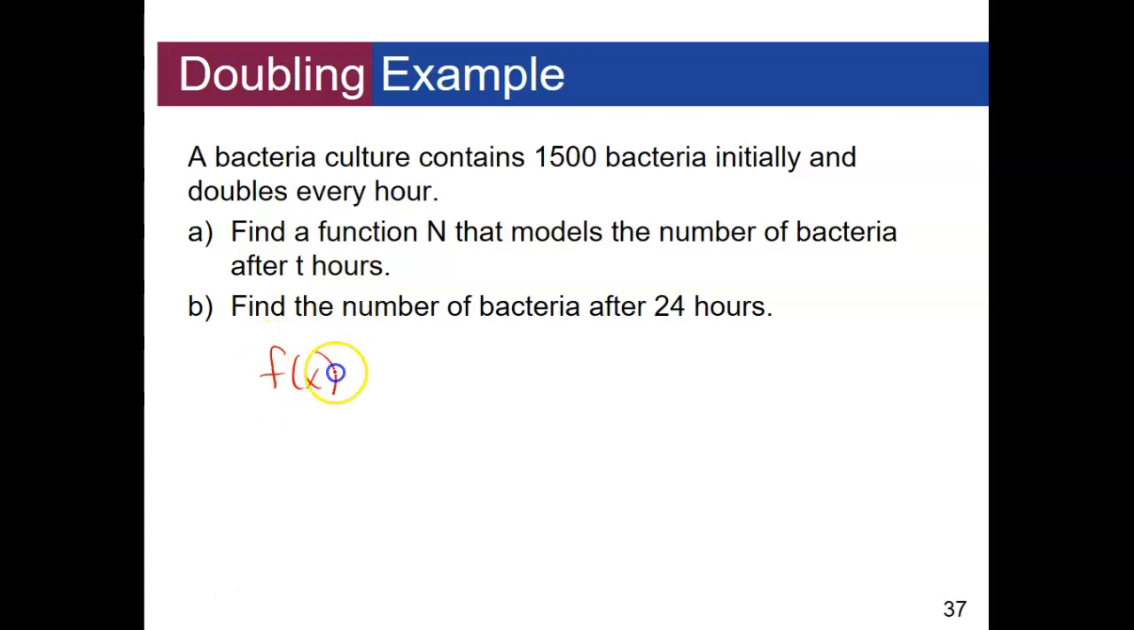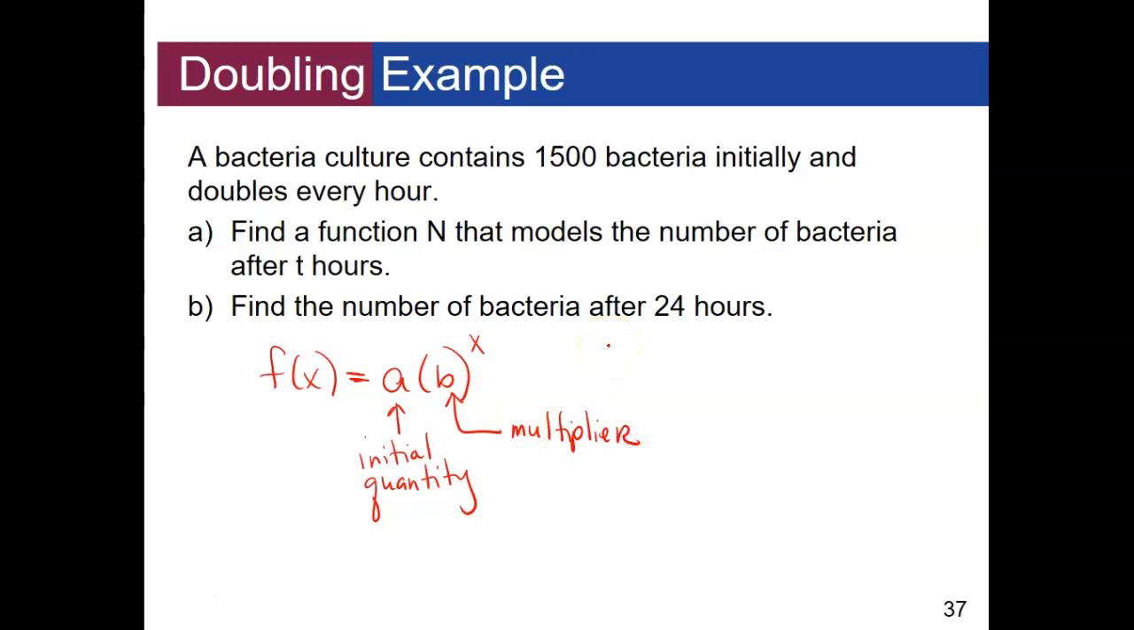So basically when we have an exponential function, it's going to look like this. And you might not use a and b with exactly those letters, but essentially it's this format here. This is going to be your initial quantity, how much you start with. And this is going to be your multiplier, so if it's doubling or tripling or whatever.